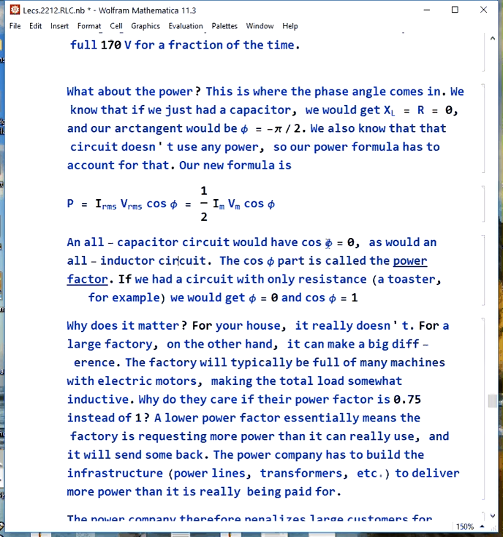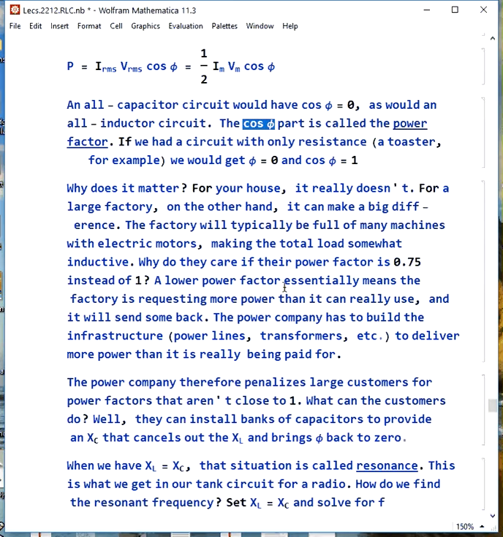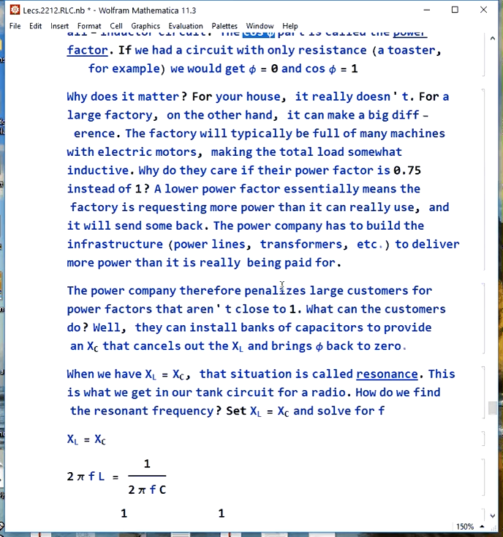A circuit with all capacitors would have cosine phi equals 0, so would a circuit of all inductors. This is called the power factor, the cosine phi. So phi is the phase angle, but cosine phi is the power factor. A circuit with just resistors, which would basically be like your toaster, we would have phi equals 0 and cosine phi is 1. Now, why does this matter? Well, at your house it doesn't. A large factory, on the other hand, it does matter.